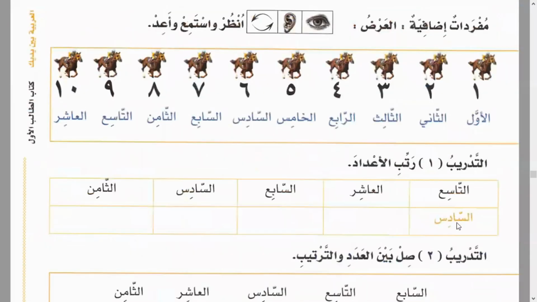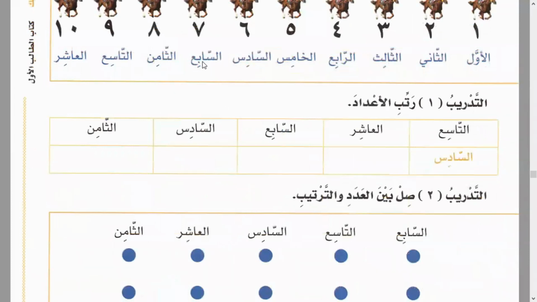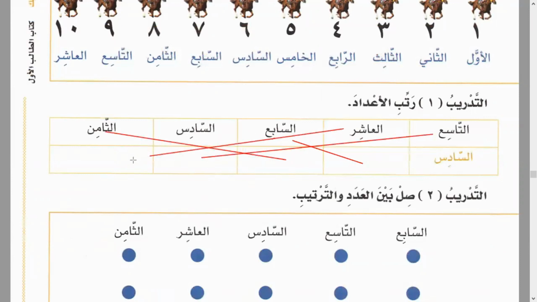10th. That's it. التدريب رتب الأعداد. السادس. Then we have 6th. Then we have سابع. We just need to put them in order. So let's match them. Very easy exercise there. السابع. Then الثامن. So come here. التاسع, 9th. And the عاشر should go here. That's how it is. Very simple exercise.